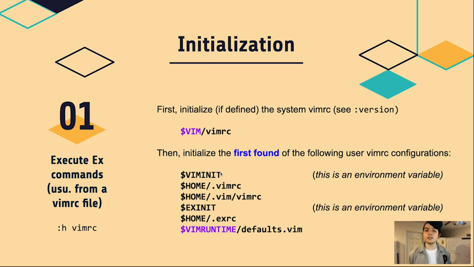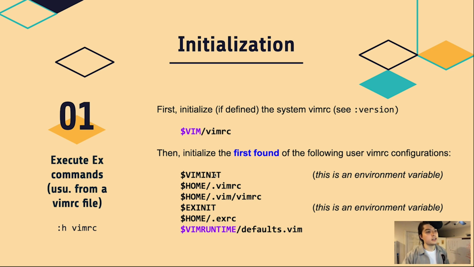Anyway, how does initialization work? Well, most people just know if I have a vimrc, it gets sourced, and that's usually located in your home directory, and that's the end of it. Actually, a bunch of other stuff can happen too. For example, most people don't know, but if there's a system vimrc defined, which is usually defined by your system administrator, and that's why you usually won't have one, if that's defined, it will load that first, and then it will load any of the following user vimrc configurations.